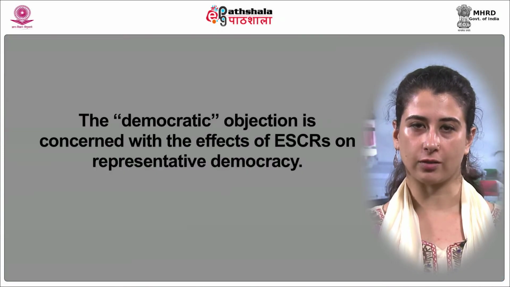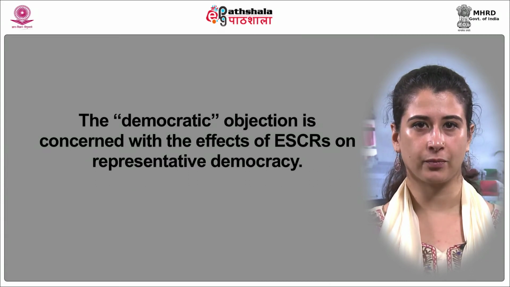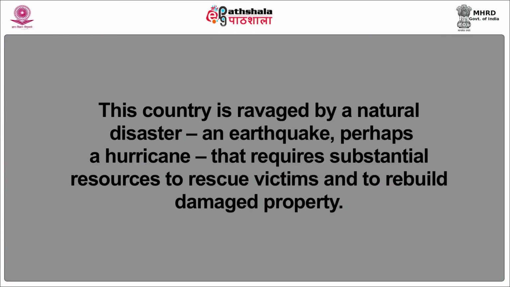The democratic objection is concerned with the effects of economic, social and cultural rights on representative democracy. Imagine a constitution that includes a number of enforceable economic, social and cultural rights. In the country that it governs, every citizen is entitled to a minimal food ration, basic accommodation and access to health care. This country is ravaged by a natural disaster, for example an earthquake, perhaps a hurricane, that requires substantial resources to rescue victims and to rebuild damaged property.